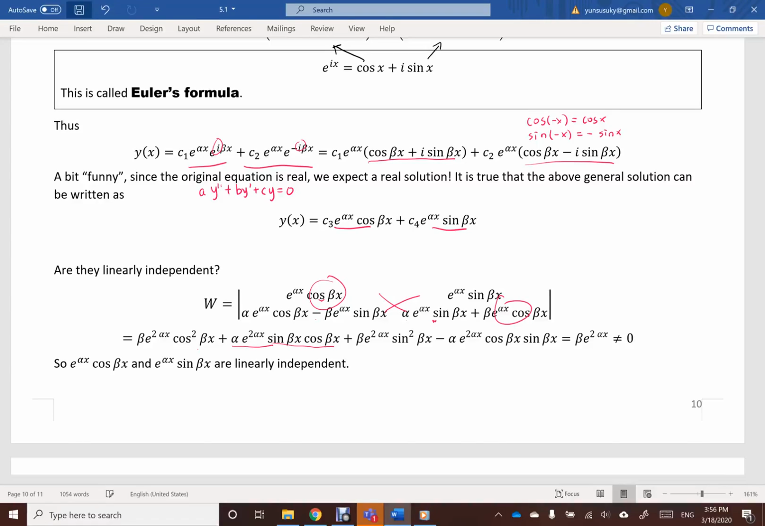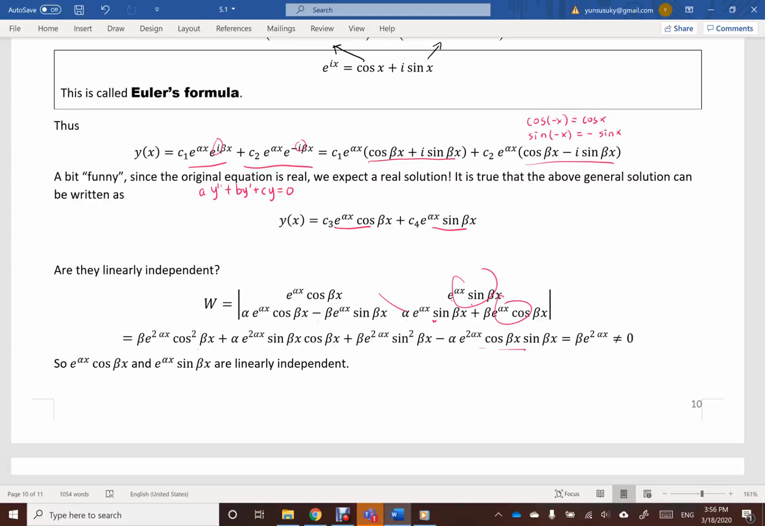Subtract this guy times this guy, right? Because the order is a little bit different, I put it here. So that's alpha e to the 2 alpha x cosine times sine. And then this guy times this guy, because subtracting a negative becomes positive, we have beta times e to the 2 alpha x sine squared.